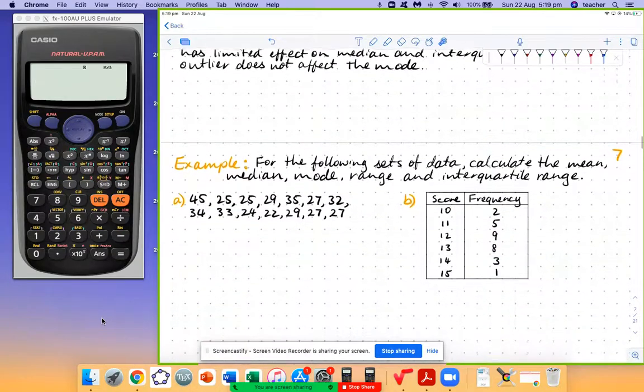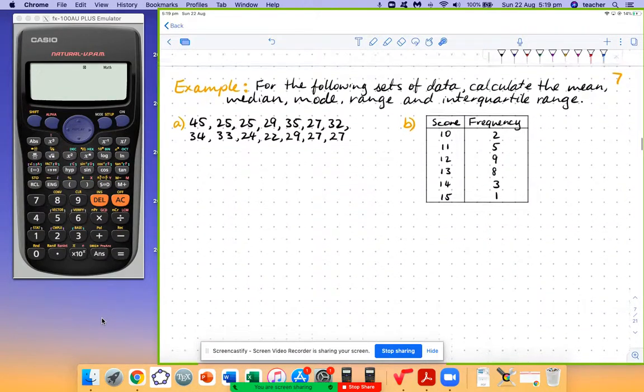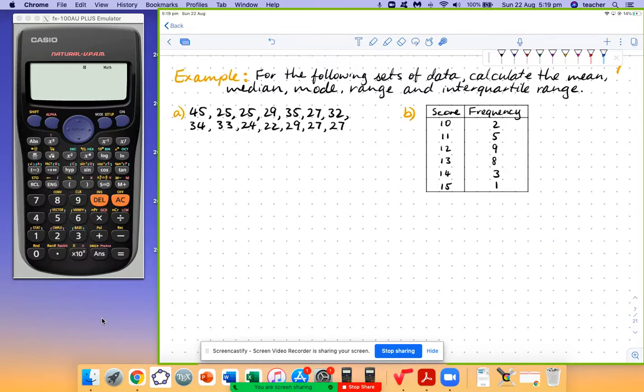All right, so we're going to have a look at a couple of questions. We're just going to do some of these calculations by hand first, and then I will also show you how this works on a calculator. So for the following sets of data, calculate the mean, median, mode, range, and interquartile range. So these are the summary statistics that we've been looking at today. So the mean, we'll use x-bar, X with the line on top, to symbolize that. So basically what we need to do is take all of these numbers, add them all together, and then divide by the number of values.